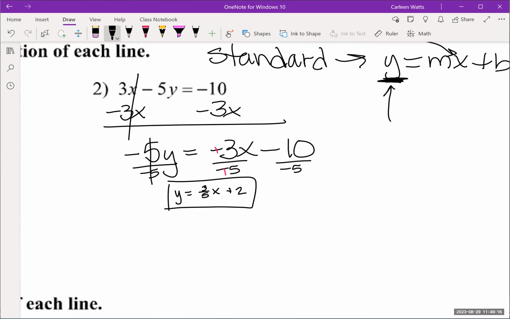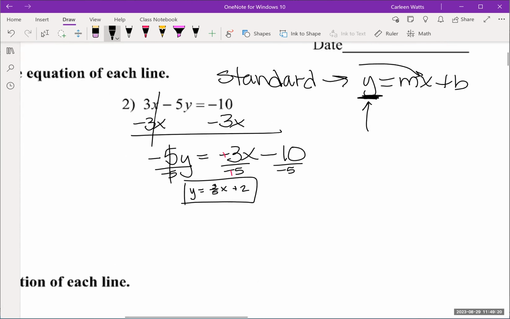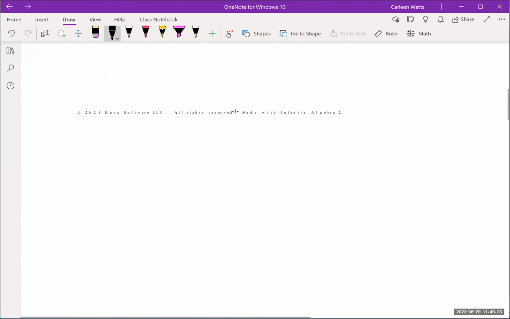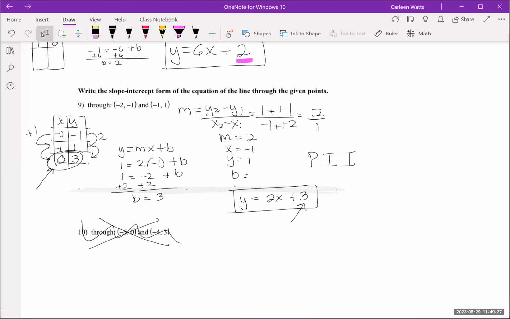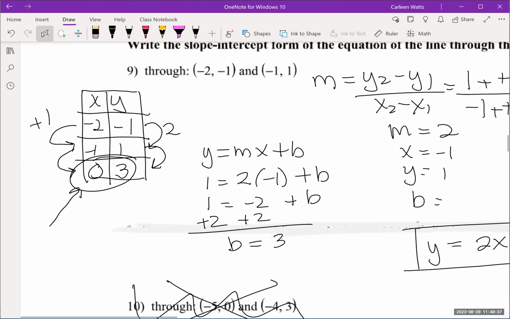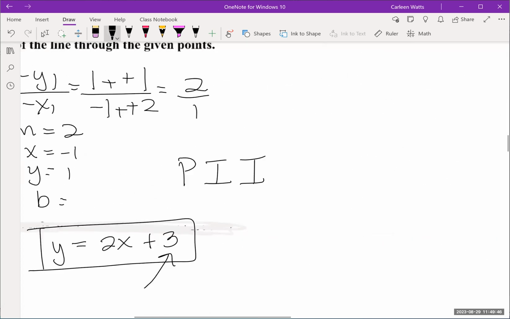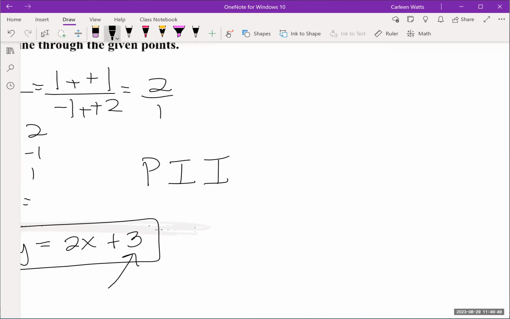I don't even understand how we got 2 from number 9. Okay, number 9, the question on the slope. So notice, I put them in the table. And I could see from -1 to 1, it goes up 2. And then I plugged it into the formula. So let's do the formula again.